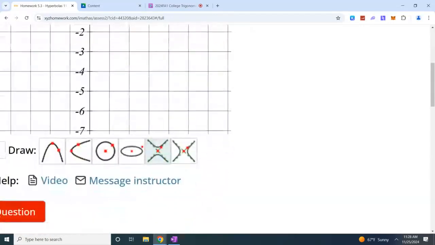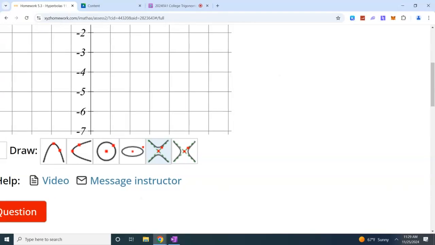I'm going to blow that up. Notice we have the parabola, the circle, the ellipse, and then we have the hyperbola. Since our y variable comes first, this is going to be a hyperbola with a vertical transverse axis. So I'm going to choose the next to the last model form.